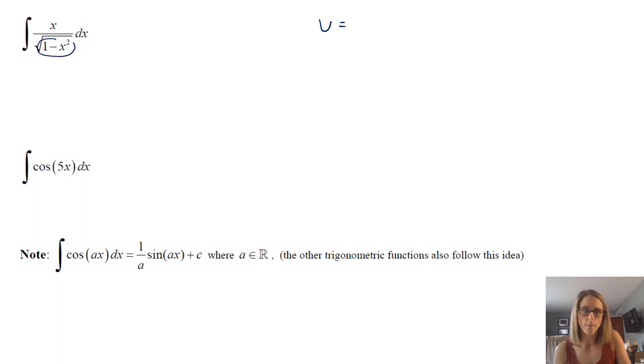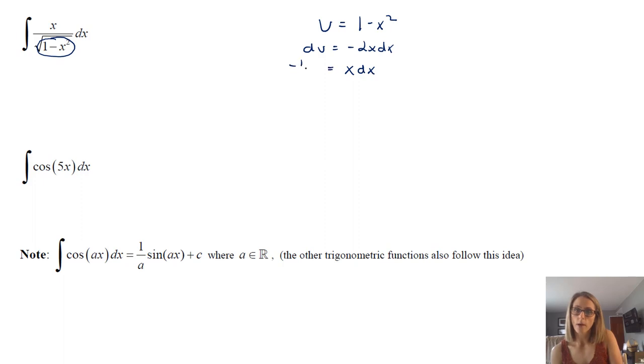So notice if I make 1 minus x squared my u, then my du is going to be a negative 2x dx. And then if I solve that, I'm going to have a negative 1/2 du.